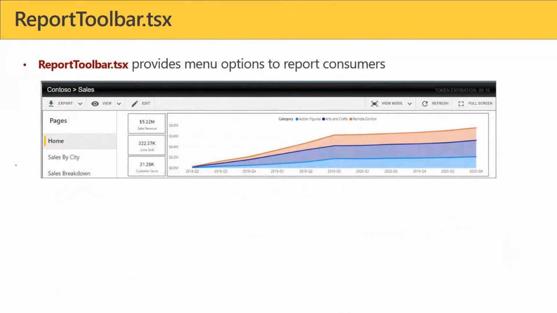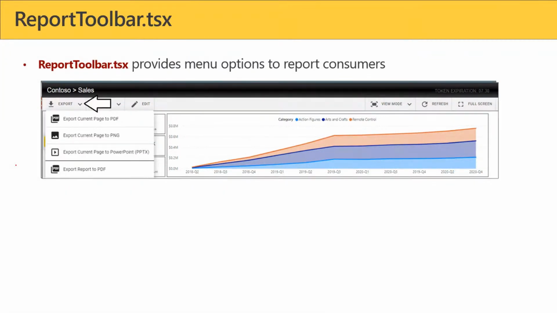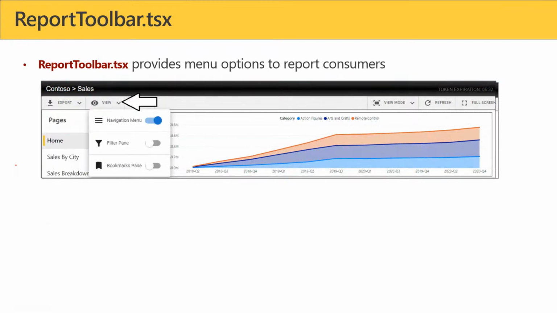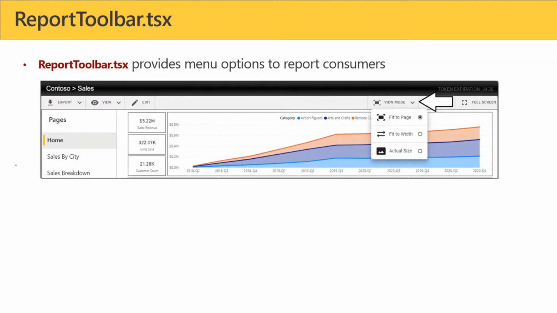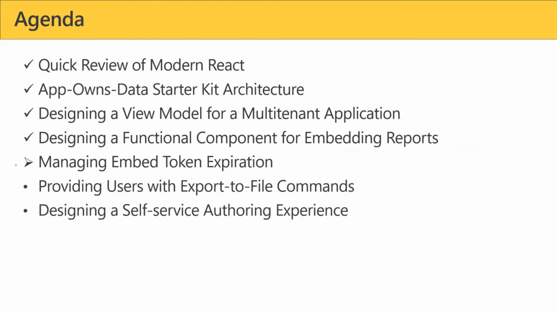Now, if you've looked at the report toolbar, I gave a walkthrough before. It does exporting of the report, and we're going to talk about that next. It has a view menu, so you can turn on or off the navigation. You can turn on or off the filter pane or the bookmarks pane, and then you have view mode. So I've already demonstrated most of those except for the export menu.